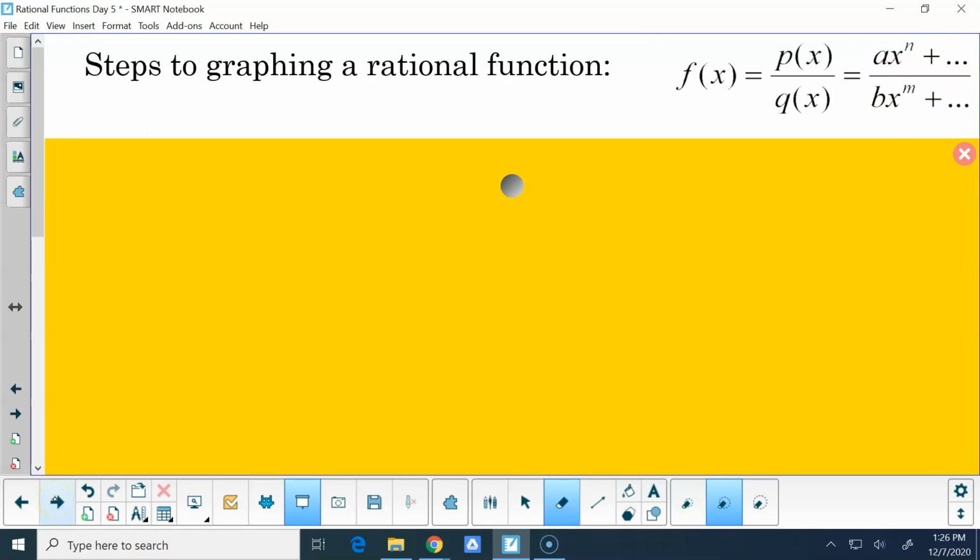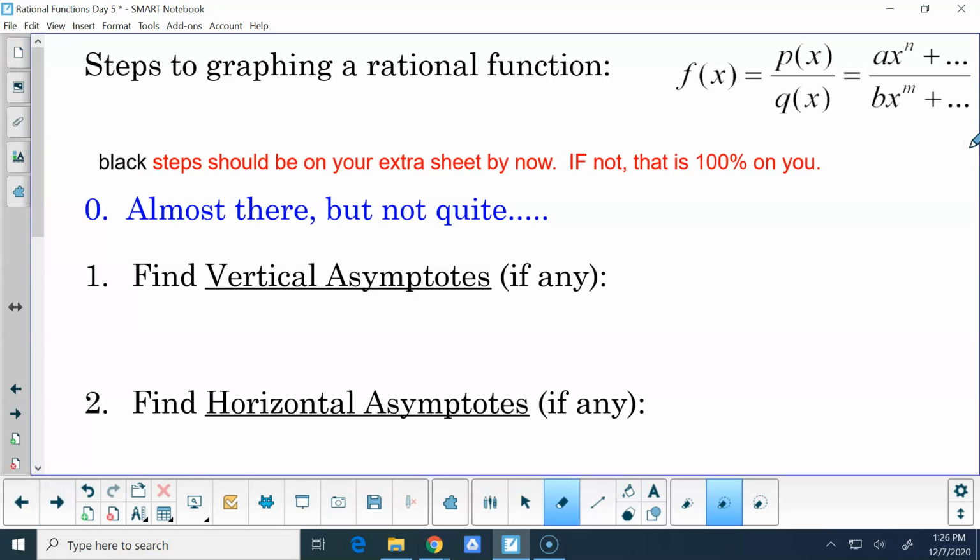So this is just a refresher for your sheet, just to make sure that you've got your sheet all set and ready to go, because this is now the 4th time that we've gone through this extra sheet of notes. So if you don't have it on your extra sheet, it is 100% on you by this point in time. So step 0, we're not quite there. We'll fill in step 0 on Wednesday.